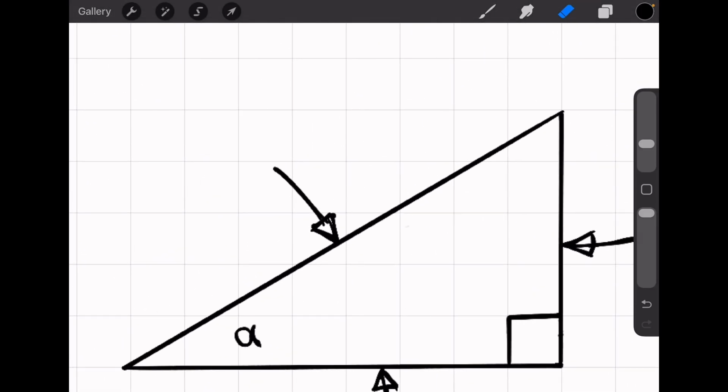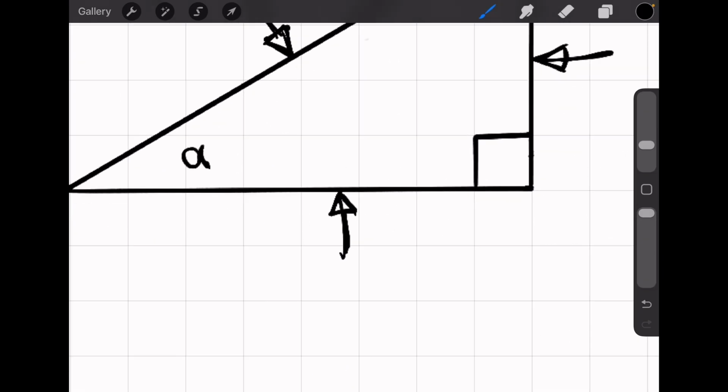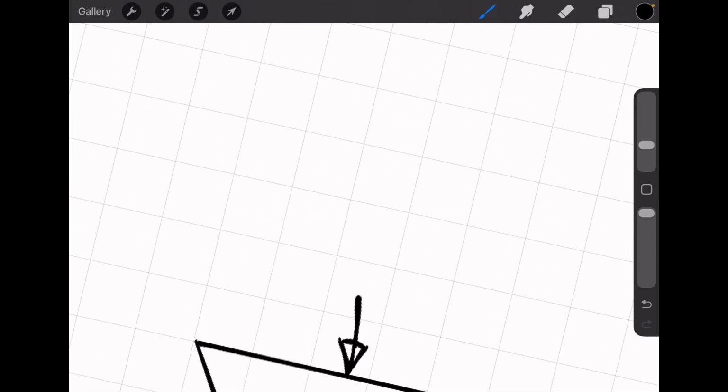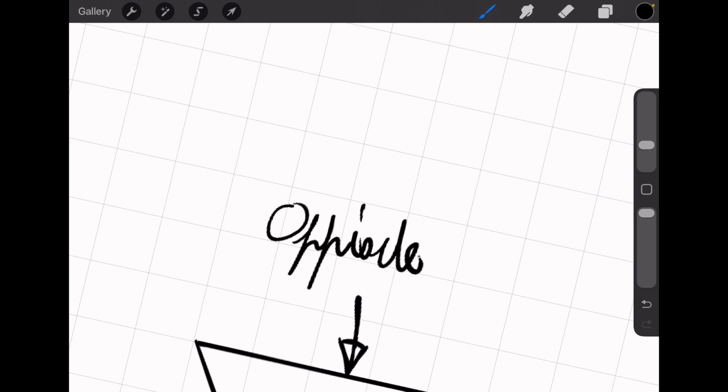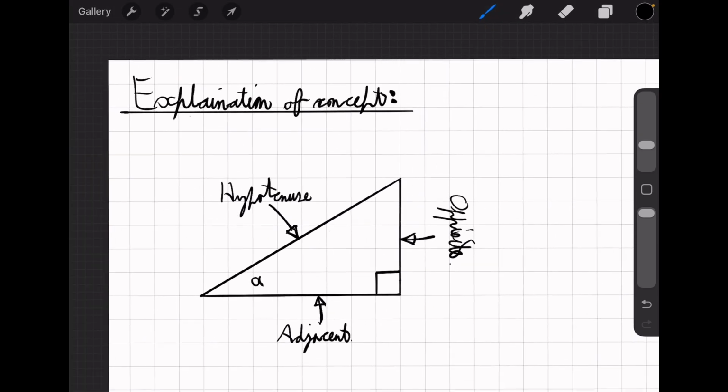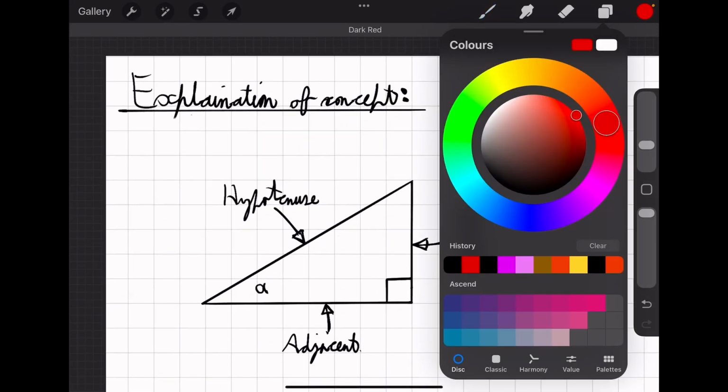The longest side, opposite to the 90-degree angle, is called the hypotenuse. The side next to the specified angle is called the adjacent side. The side opposite the specified angle is called the opposite side. Note that we often use Greek letters like alpha and beta to denote angles in trigonometry.